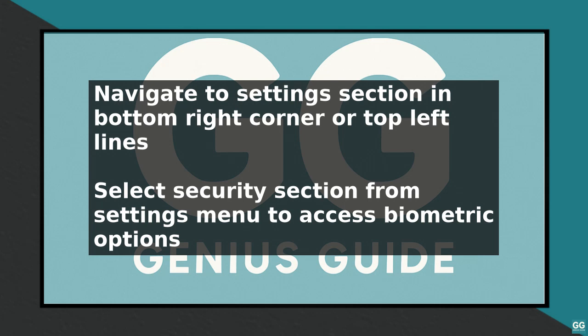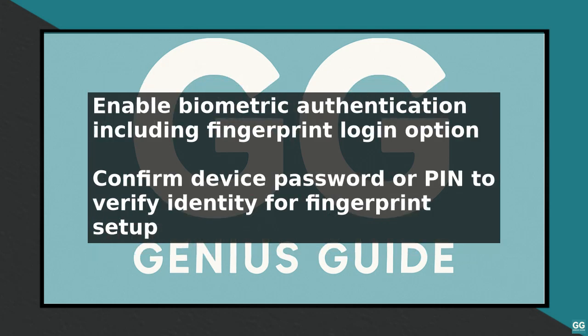After verifying your identity, you will be asked to add your fingerprint by placing your finger on the fingerprint sensor. Follow the on-screen instructions to register your fingerprint. Once your fingerprint is registered, you will be given the option to enable fingerprint login for Trust Wallet. Select this option to activate the feature.